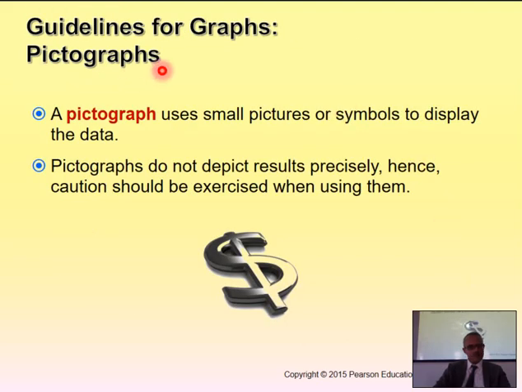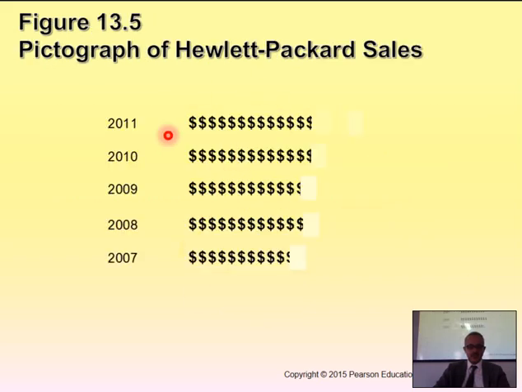Pictographs. Do you know what's a pictograph? A pictograph is like a graph, but with pictures on it. It uses small pictures or symbols to display the data, and it does not depict results precisely. Hence, caution should be exercised when using them. This is an example. Do you see this? Instead of a line, they just use dollar signs. So we use a picture in the graph to show you there are more dollars, there are less dollars. Do you see?